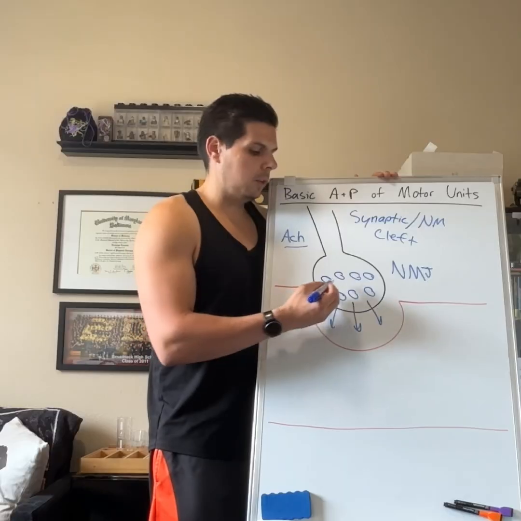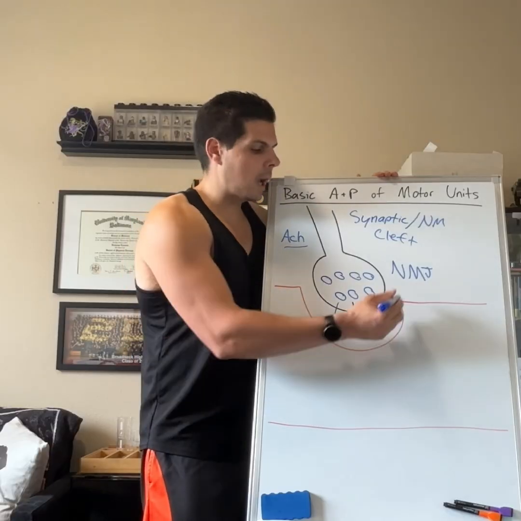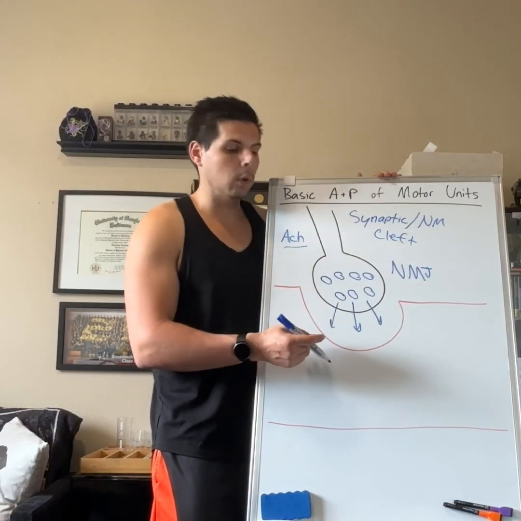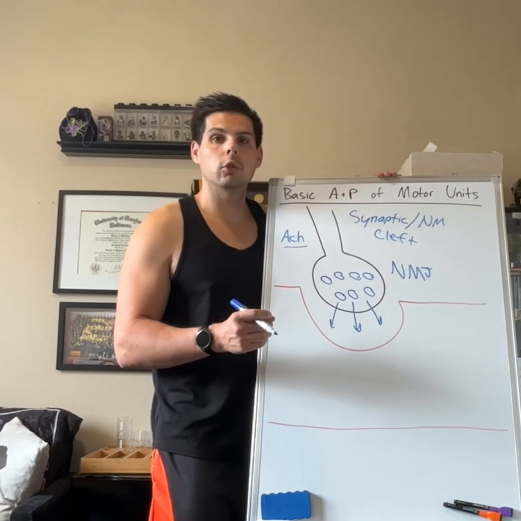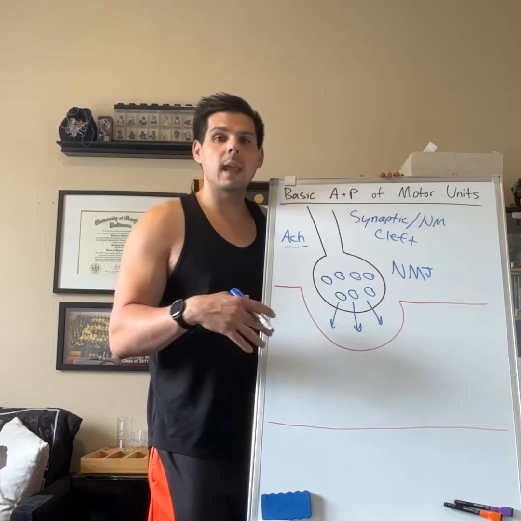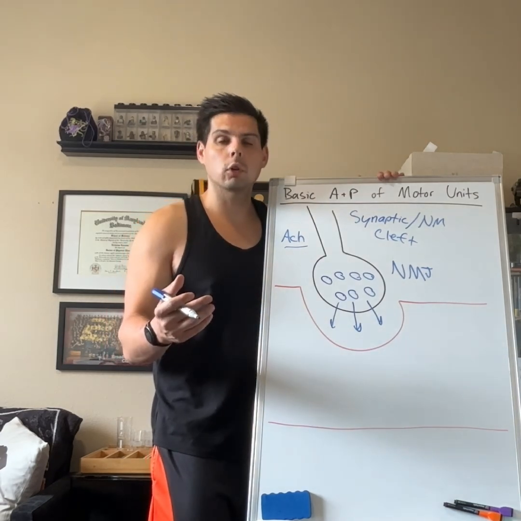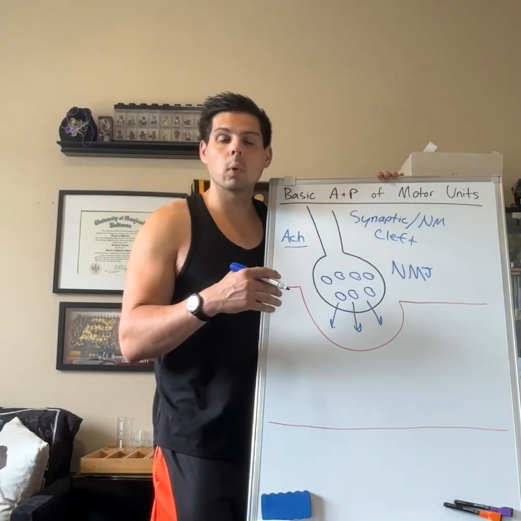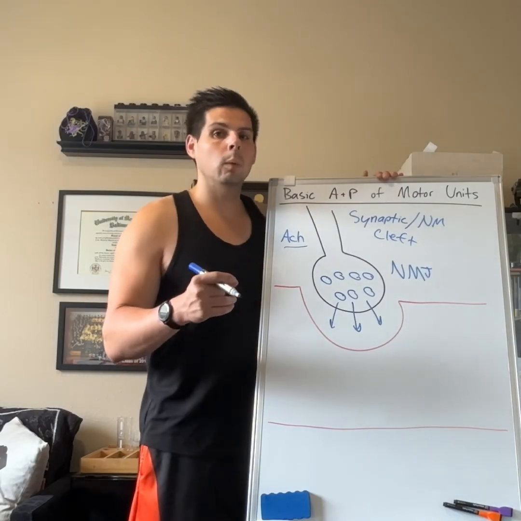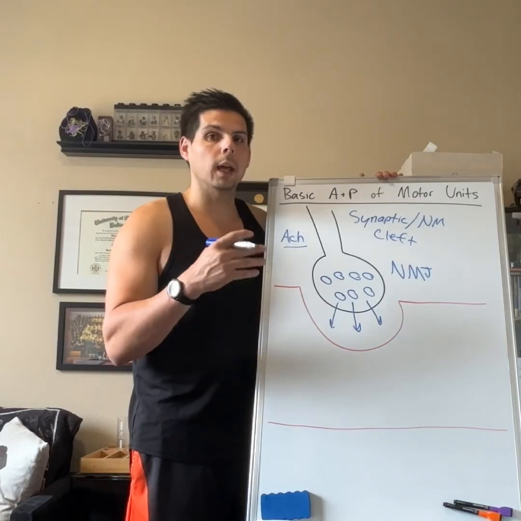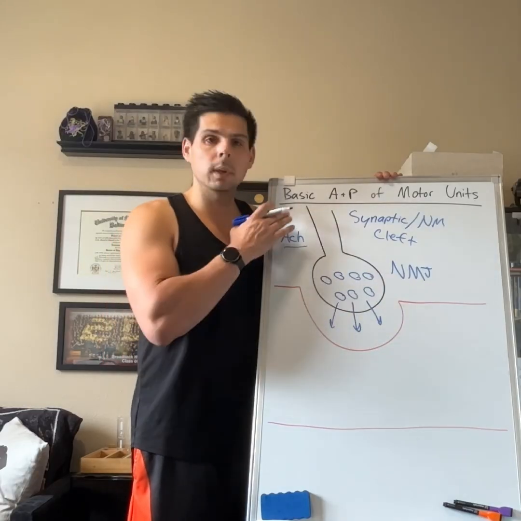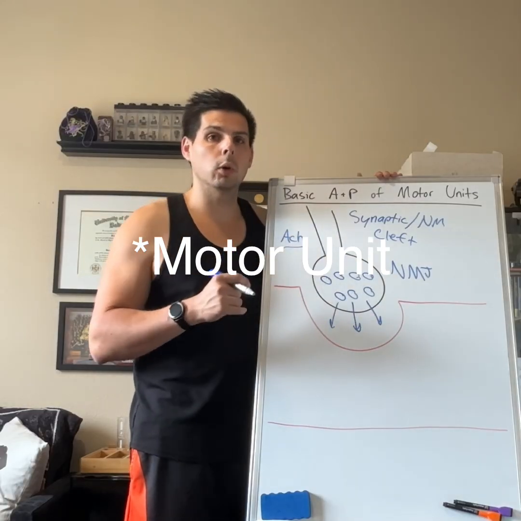Now, this acetylcholine is going to interact with the motor end plate of the muscle. The communication at the neuromuscular junction is going to occur, and the end result of that is going to be a muscle contraction. We'll go over the more specifics of that next video when we talk about sarcomeres and sliding filament theory. But that's going to be the basic anatomy and physiology of our motor neuron.